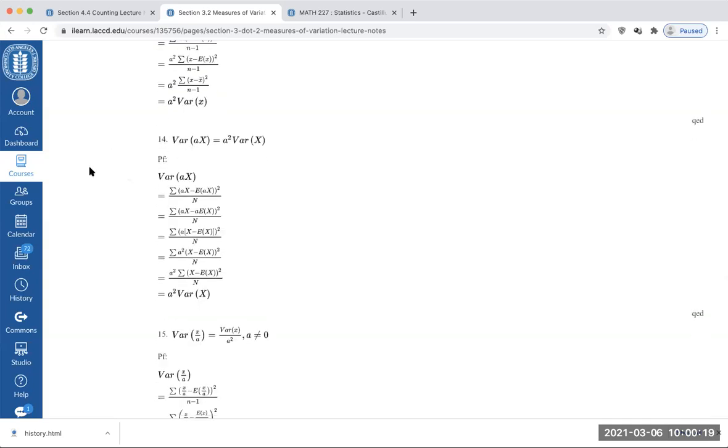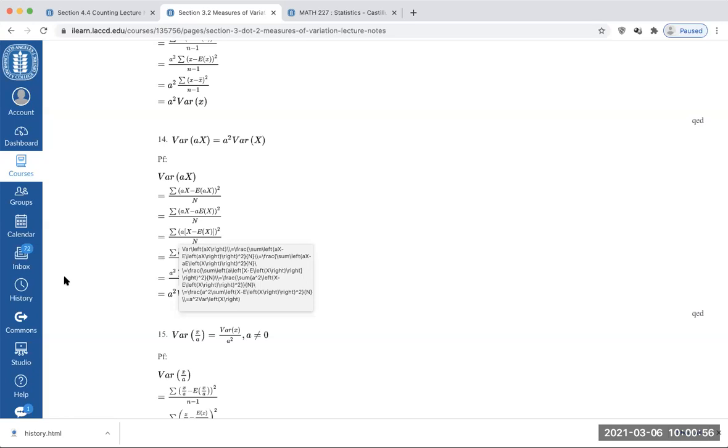Next, the variance of ax is a squared times the variance of x. It'll be the exact same proof that we just did above. The variance of ax is equal to the sum of ax minus expected value of ax quantity squared all over n. Expected value of ax, by the properties of the mean from the previous section, is just a times expected value of x. I can factor out an a squared, bring it out in front of the summation.